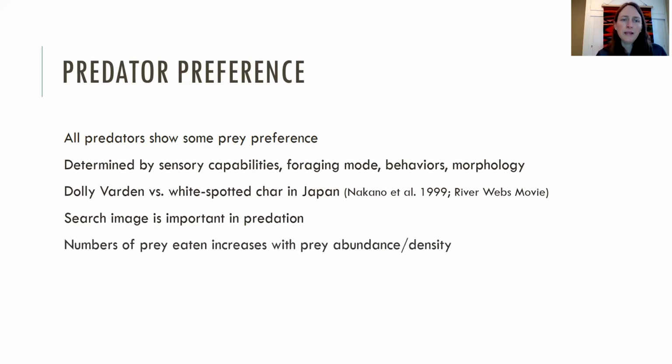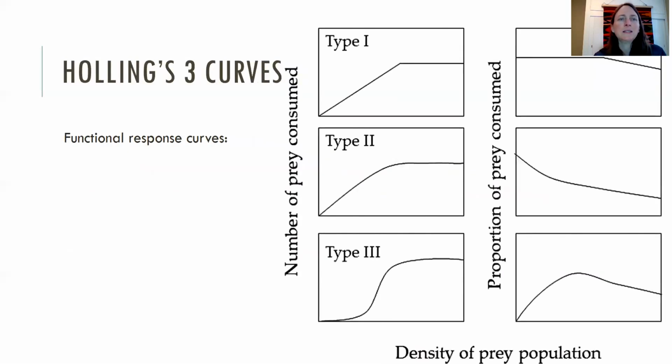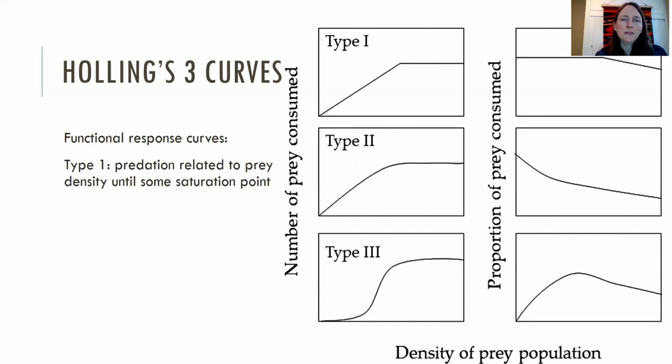The number of prey eaten tends to increase with prey abundance and density. So schooling is helpful, but schooling is also great if, you know, it's easy hunting. If you're a fish, you should be able to pick off a few items from a big school. And these three figures are from the book. They're called functional response curves, Holling's three curves. And basically they just talk about different types of predation related to prey density.